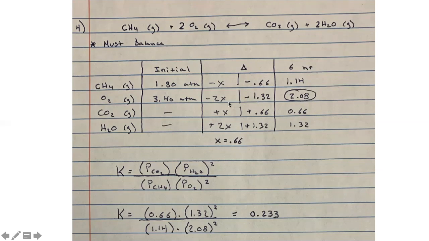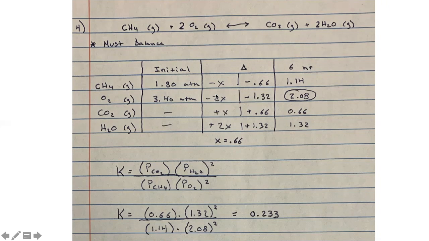Okay? And so, knowing that, I can use the change to solve for x. So the change for all of these will be minus x if it's a reactant or plus x if it's a product. Okay, but compounds like oxygen and water that have coefficients, those also need to be included. So oxygen, which is a reactant with a coefficient of 2, will have a change equal to negative 2x, while a product like carbon dioxide with a coefficient of 1 will have a change equal to plus x.